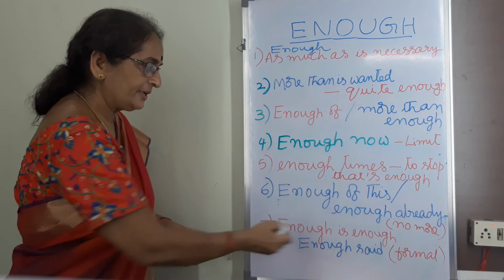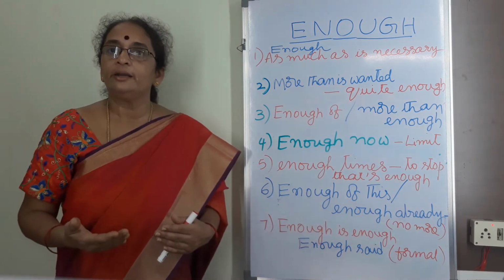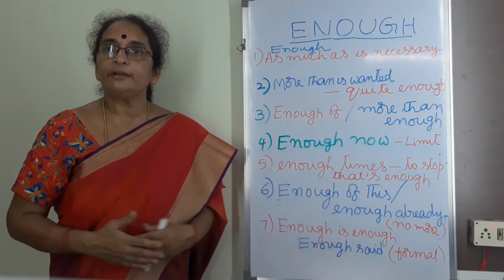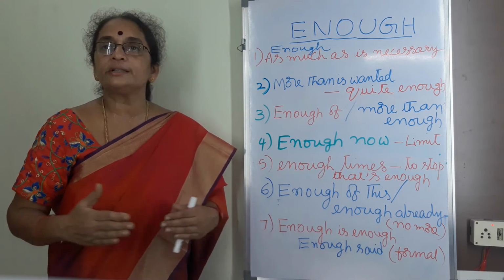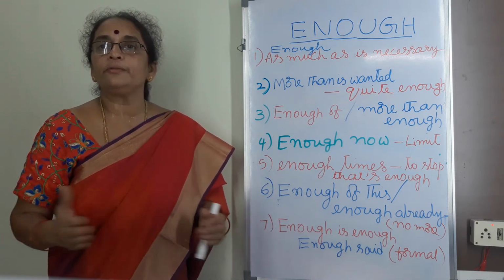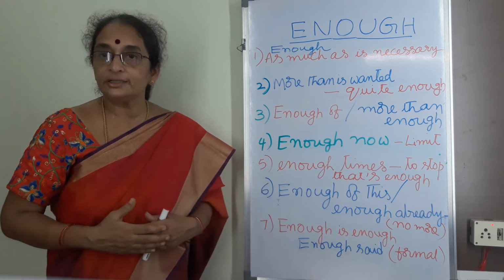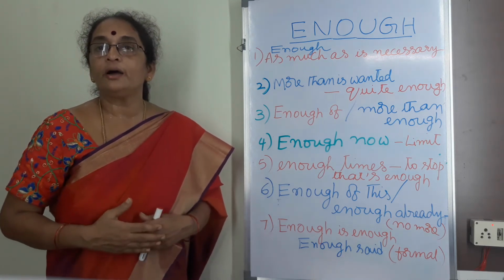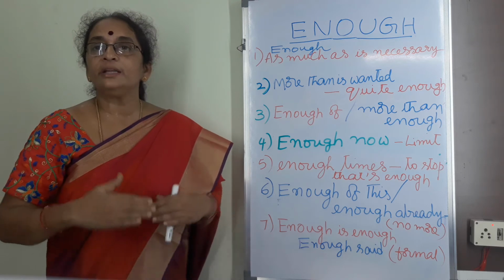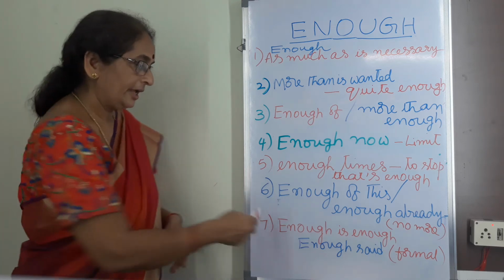Okay. Enough is enough. When you tell the other person, enough is enough, you don't want to discuss it further. You don't want to argue it further. You had enough argument or you had enough discussion with him or her or with other person. Okay, we discussed enough. Enough is enough.